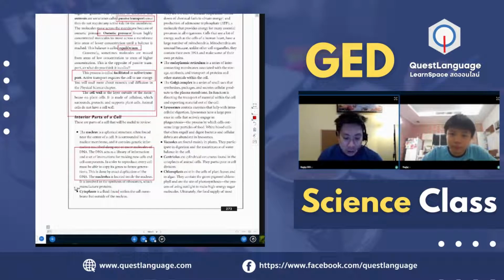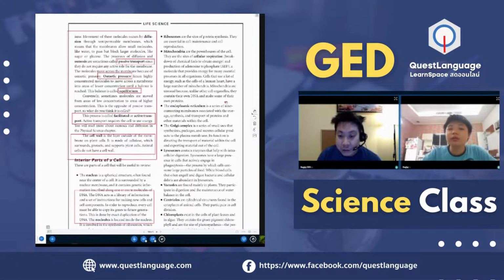Okay. Cytoplasm, jelly. Gotta know that. That's the jelly that holds the stuff in the cells, the thing that holds the entire cell together. Or the jelly innards.